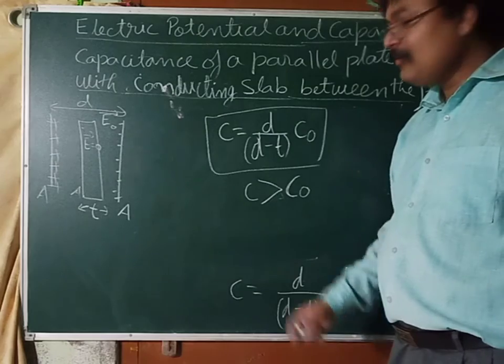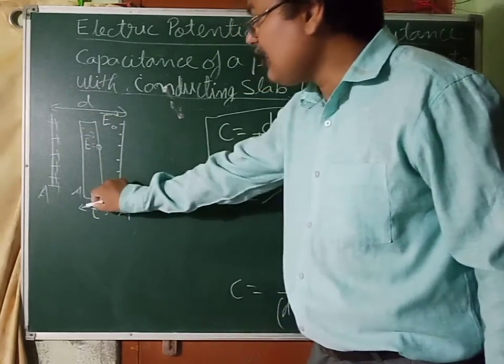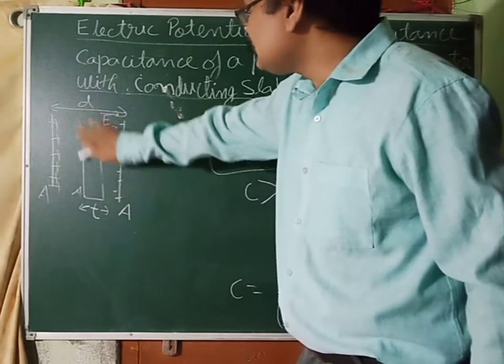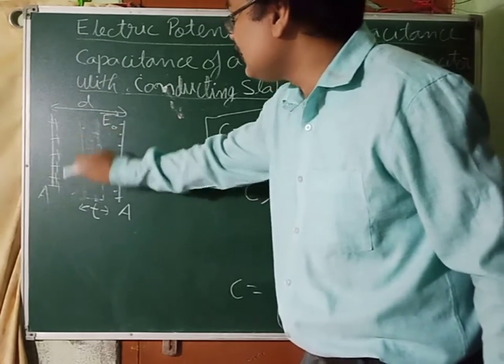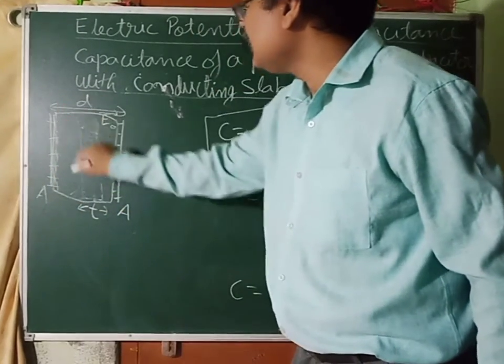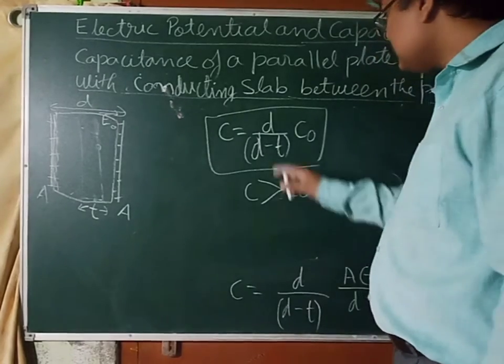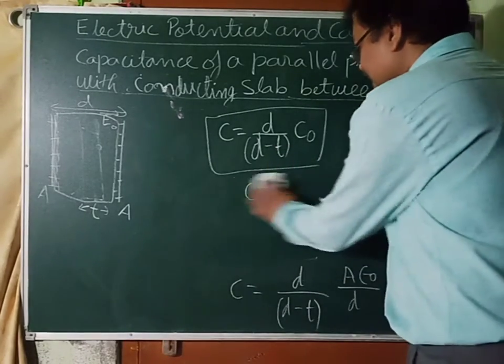You might be wondering where it is infinity. See, suppose the slab is not of thickness T, okay? It is of thickness D, suppose. You are going to completely fill this like this. Now this conducting slab is of thickness D. So instead of T, you can write here D. What you will get? Just check it.